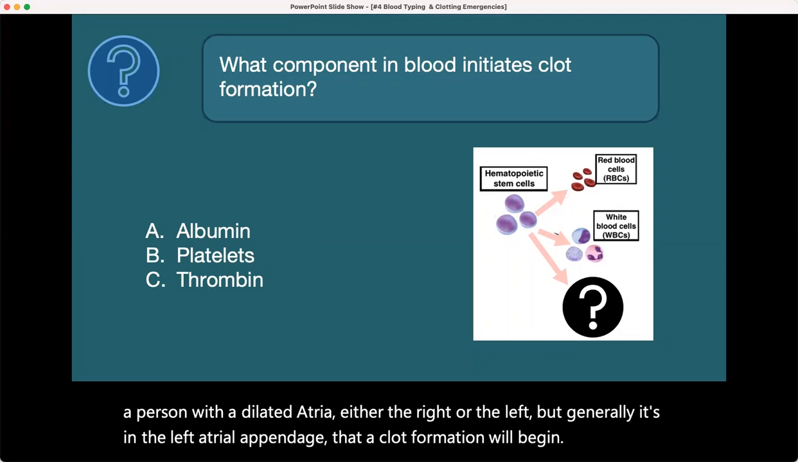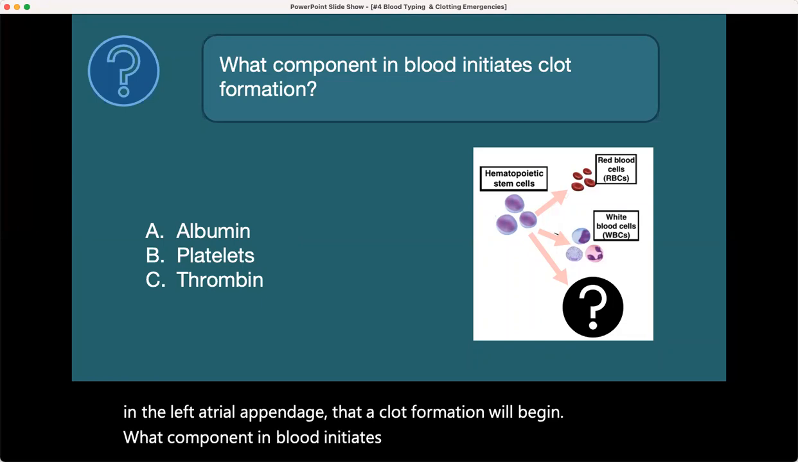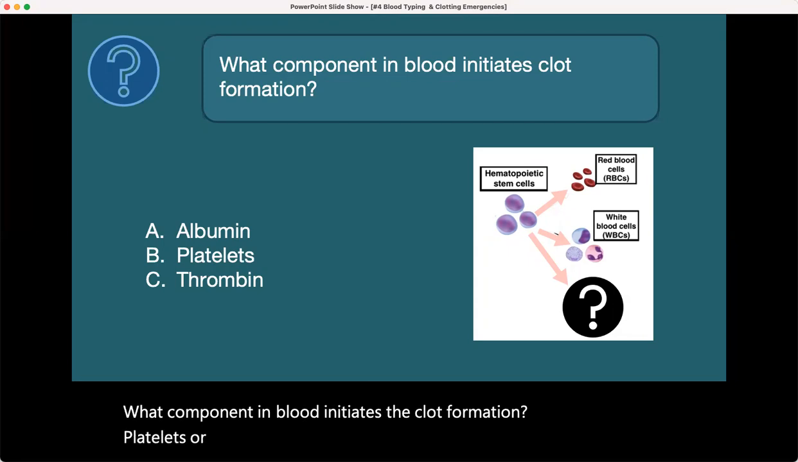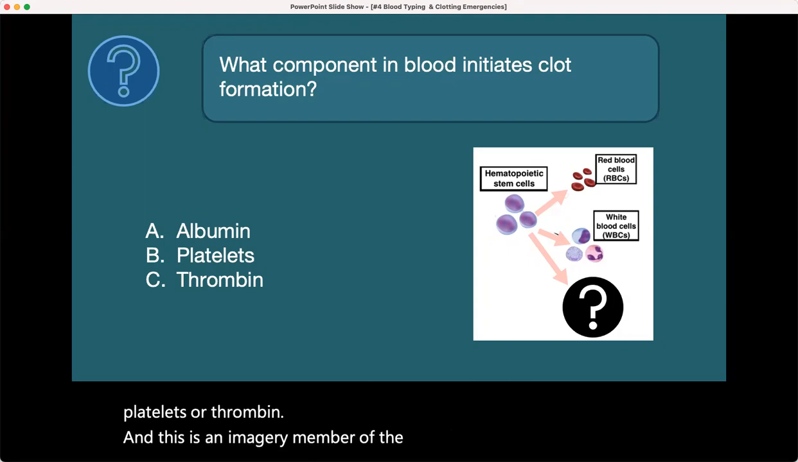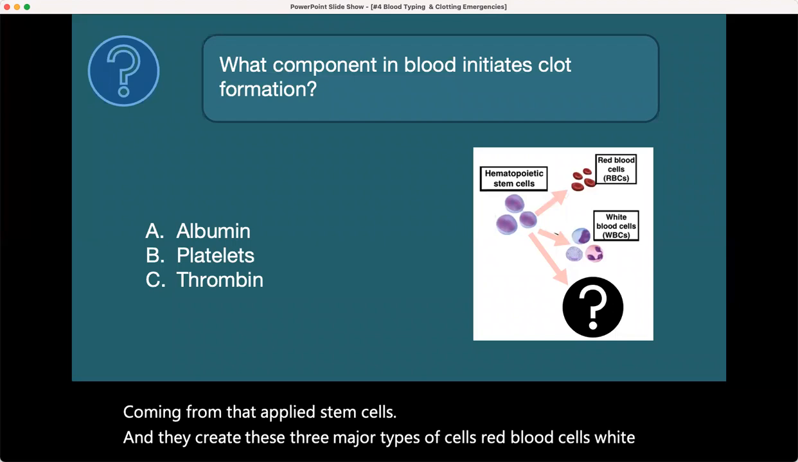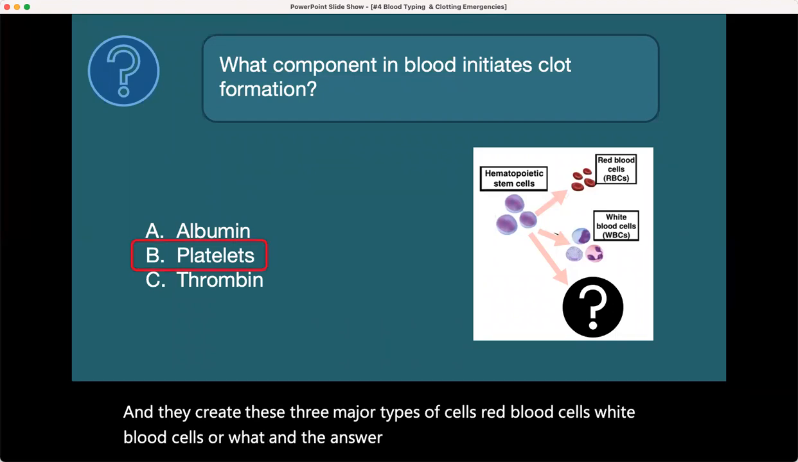What component in blood initiates the clot formation? Albumin, platelets, or thrombin? And this is an image, remember, of the bone marrow, cells in the bone marrow coming from hematopoietic stem cells. And they create these three major types of cells: red blood cells, white blood cells, or what? And the answer is platelets.